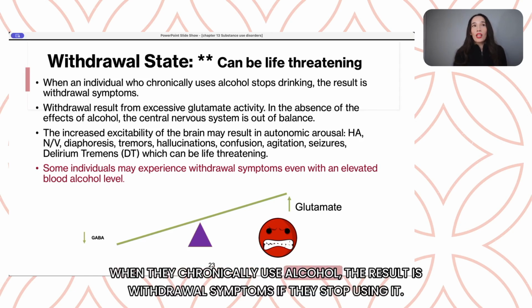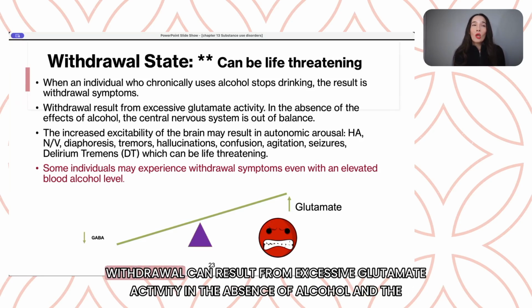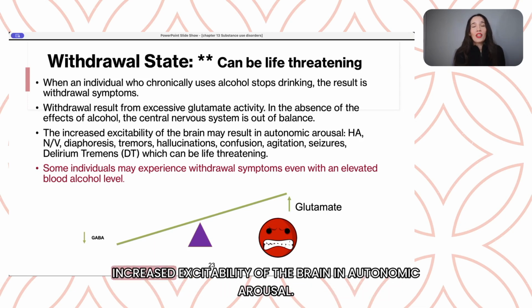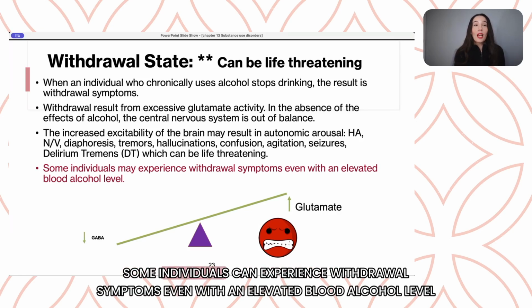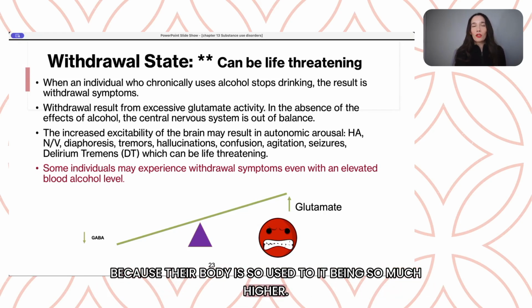When they chronically use alcohol, the result is withdrawal symptoms if they stop using it. Withdrawal can result from excessive glutamate activity in the absence of alcohol. And with the increased excitability of the brain and autonomic arousal, they can have hallucinations, sweating, nausea, vomiting, tremors, confusion, agitation, and delirium tremens. Some individuals can experience withdrawal symptoms even with an elevated blood alcohol level because their body is so used to it being so much higher.